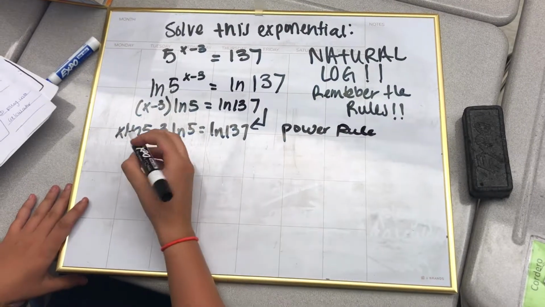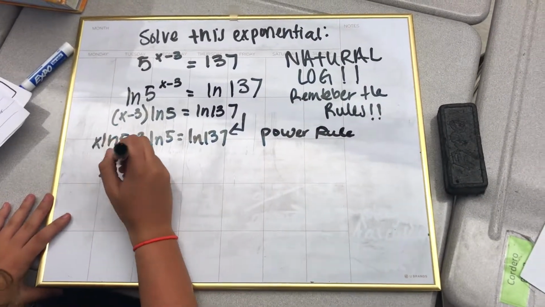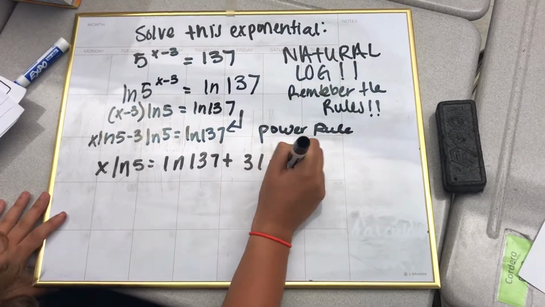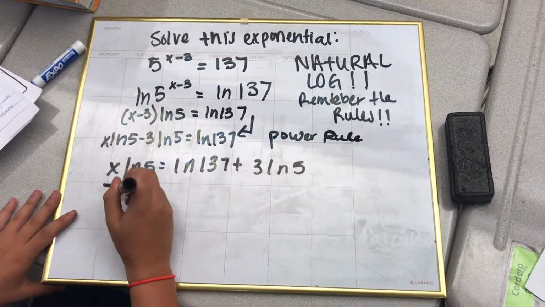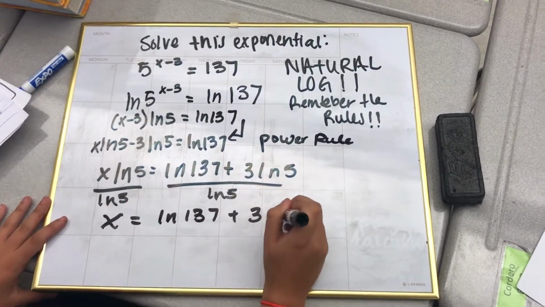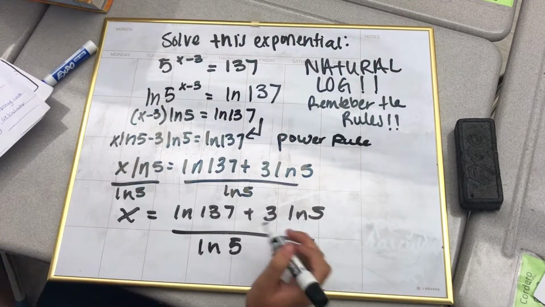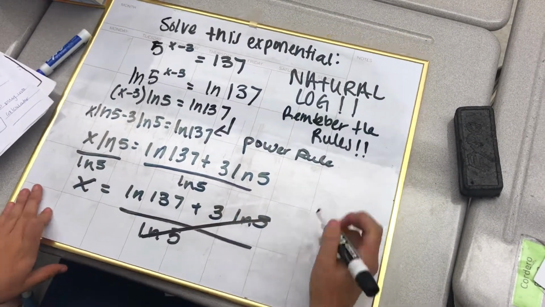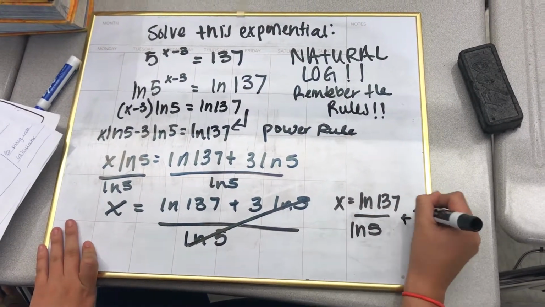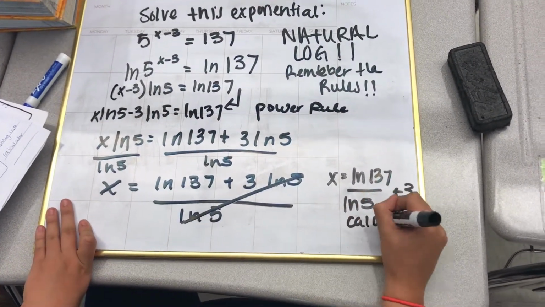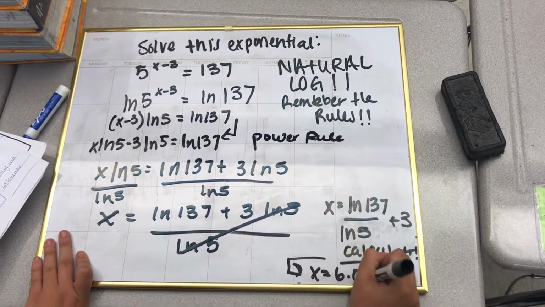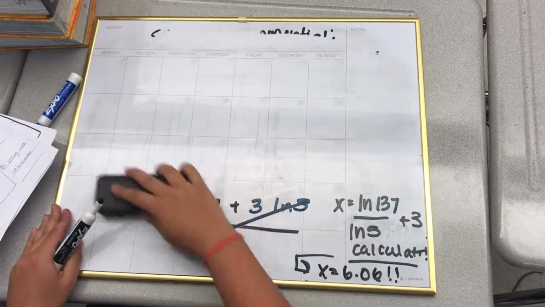And then from here, it's just simplifying till you get to what x equals. So you add 3 ln 5 to both sides of the equation, and then you divide both sides by natural log 5. The two natural log 5s cancel out, so you're left with ln 137 over natural log 5, plus 3. Plug that into the calculator, and you get x equals 6.06.